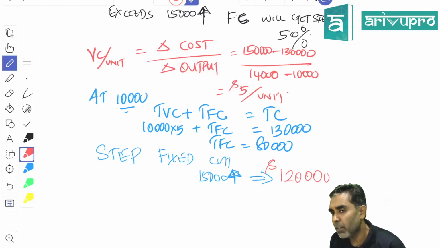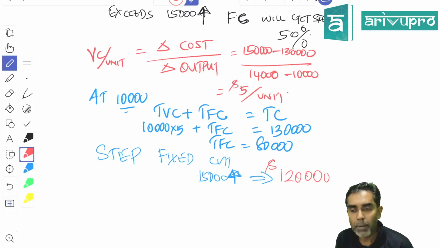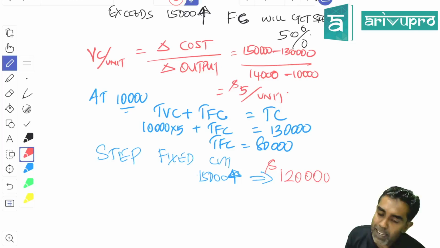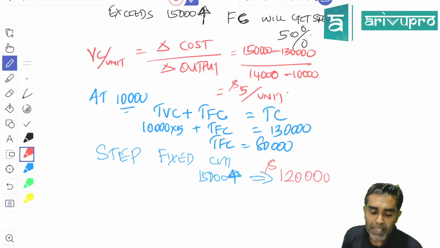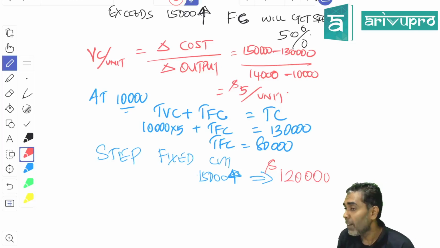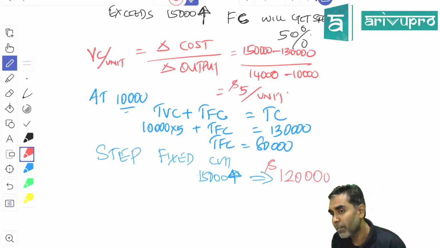Now you tell me, when you are producing and selling 8,000 units, what would be the fixed cost? 80,000. When you are producing and selling 16,000 units, 120,000. That is what we have found. Last one, year 3, at 4,000 units, what would be the fixed cost? 80,000.